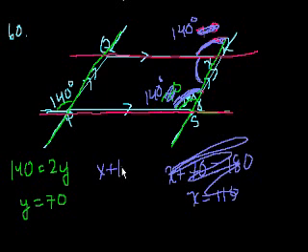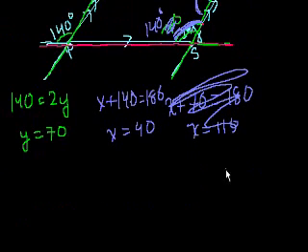X plus 140, the logic's still the same. They're supplementary. It equals 180. So x is equal to 40 degrees. And they wanted to know what y minus x is. So it's 30. 70 minus 40 is 30.